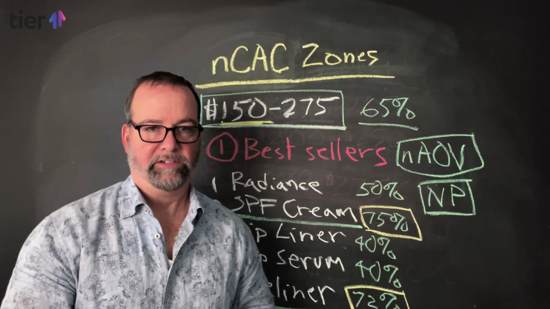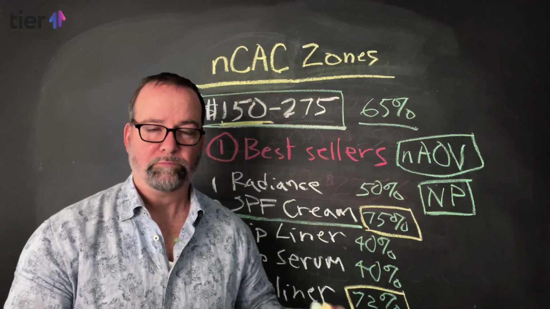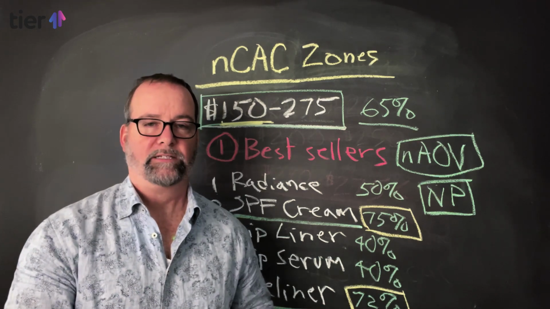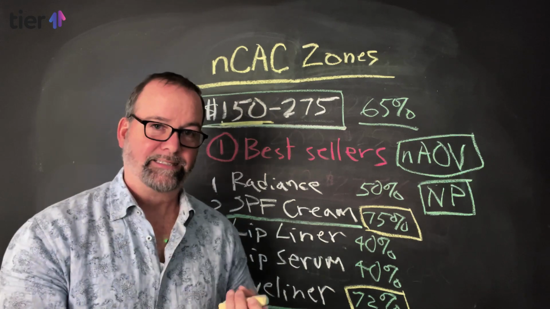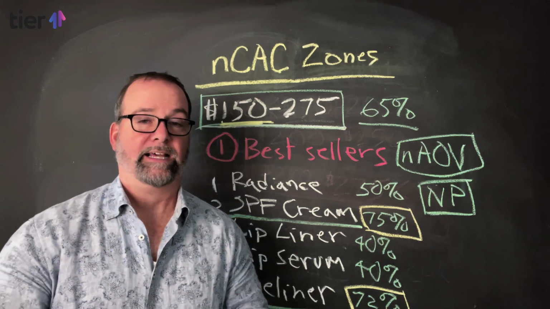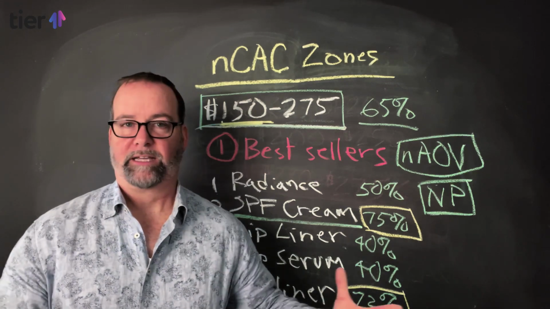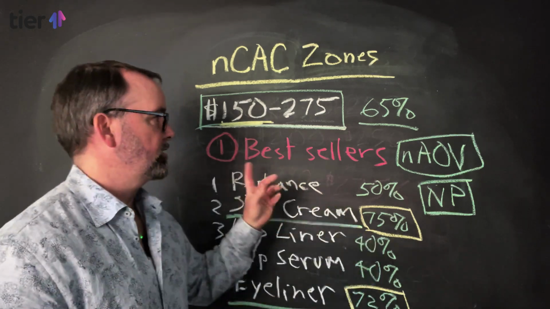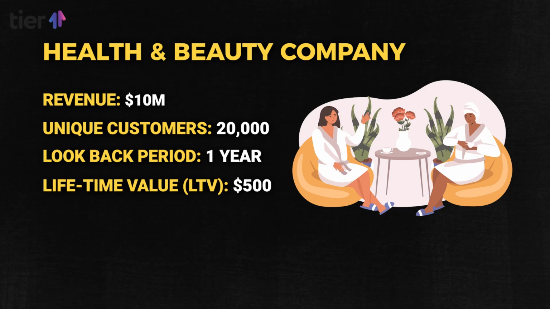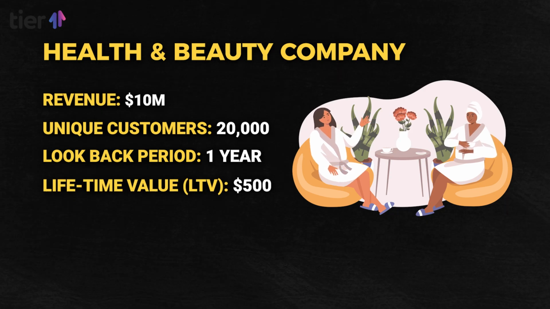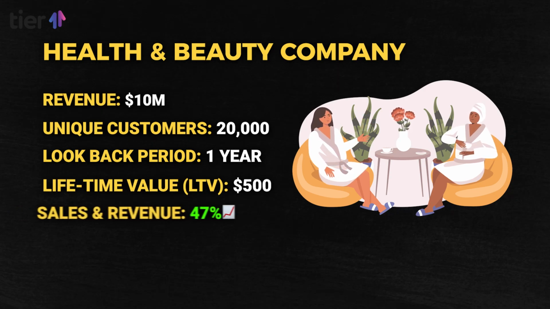So hopefully this video has been helpful for you. Go look in the back end of your Shopify store, or if you have individual products, which are the ones that are your best sellers, which are the ones that have the greatest profitability. You have to pick a look back period. In this particular case, we did a 12-month look back period, just because that's sort of an easy calculation for a $10 million business.